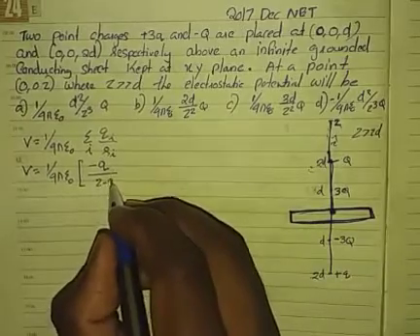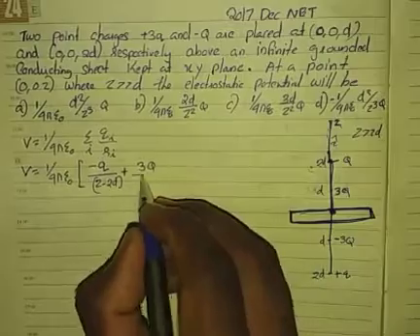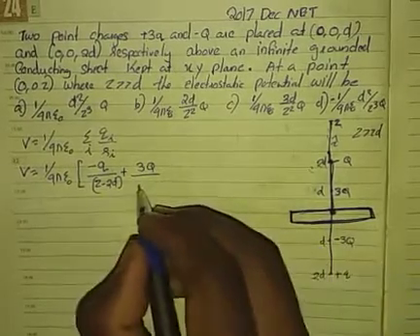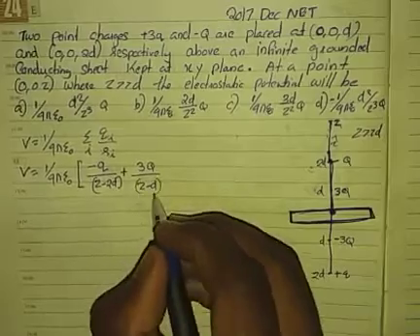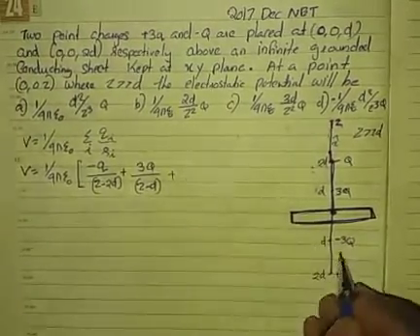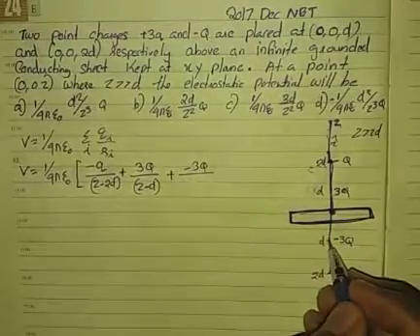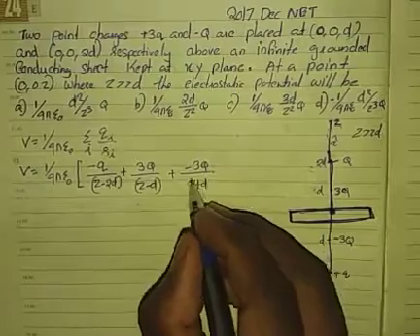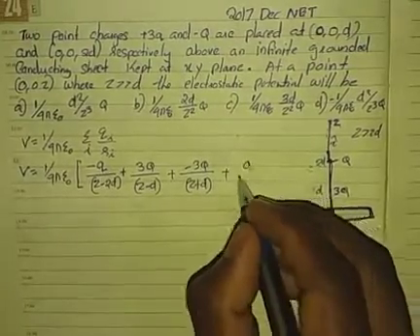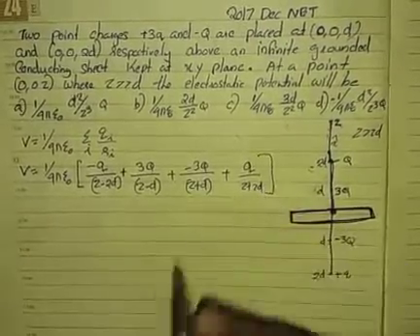So z minus 2d, and the second charge will be 3q at a distance z minus d. You can easily understand that. Then this will be a bit different, because it will be minus 3q at a distance z plus d. And then there is another charge, plus q, at a distance z plus 2d. That's the whole potential.